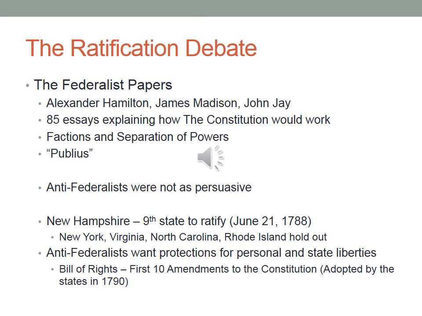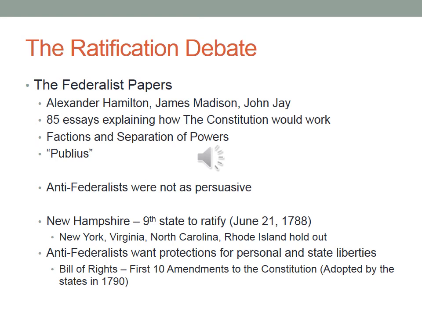The Anti-Federalists, they wrote their essays and tried to make their arguments, but they were not as persuasive. Their arguments that this would be a tyrannical national government, that it would have the potential to strip away state and individual rights, weren't as persuasive. But the Federalists finally got the ninth state, New Hampshire, to ratify on June 21st, 1788. So that's the official date that the Constitution was ratified.